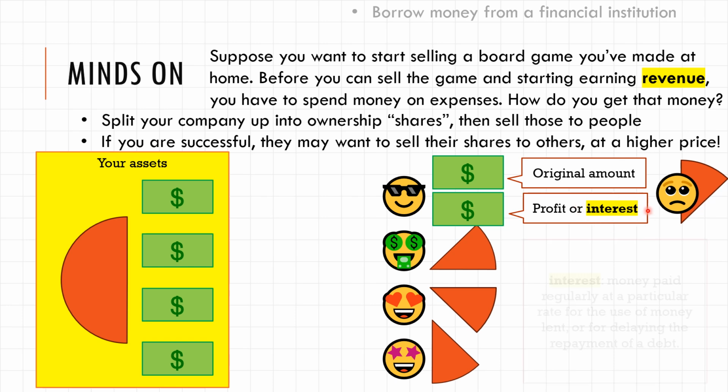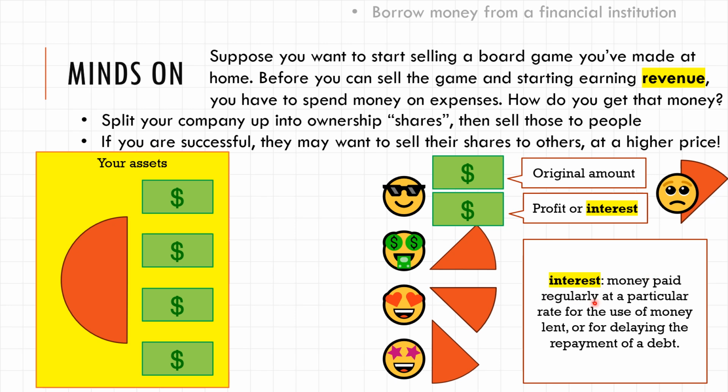What is interest? Interest is money that is paid regularly at a particular rate for the use of money lent. So in this case, you might imagine that you lent some money to this person, and in return, they lent you some money in return for a piece of your company. And you may want to be the one that goes to them and buys it back, and you may want to pay them more money than you originally got from them. You might look at that as money that's paid in exchange for the chance to borrow money in the first place. That is what interest is.